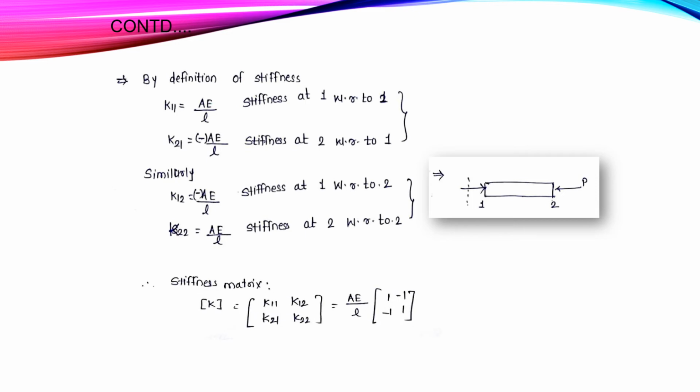So the stiffness matrix K is equal to K11, that is the stiffness at node 1 with respect to 1 itself, K12 the stiffness at node 1 with respect to 2, K21 the stiffness at node 2 with respect to 1, and K22 the stiffness at node 2 with respect to 2 itself, which is equal to AE upon L common, and the matrix [1 -1; -1 1]. This is the stiffness matrix derivation for the bar element using the direct approach.